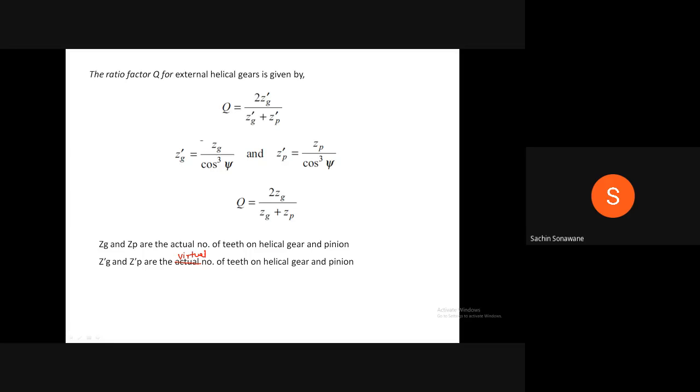Therefore, we know Zg dash is equal to Zg upon cos cube psi, and Zp dash is equal to Zp upon cos cube psi. If you substitute these two values in this equation, we get Q is equal to 2 Zg divided by Zg plus Zp. Therefore, the equation will remain the same as that of the spur gear. Q is equal to 2 Zg divided by Zg plus Zp.